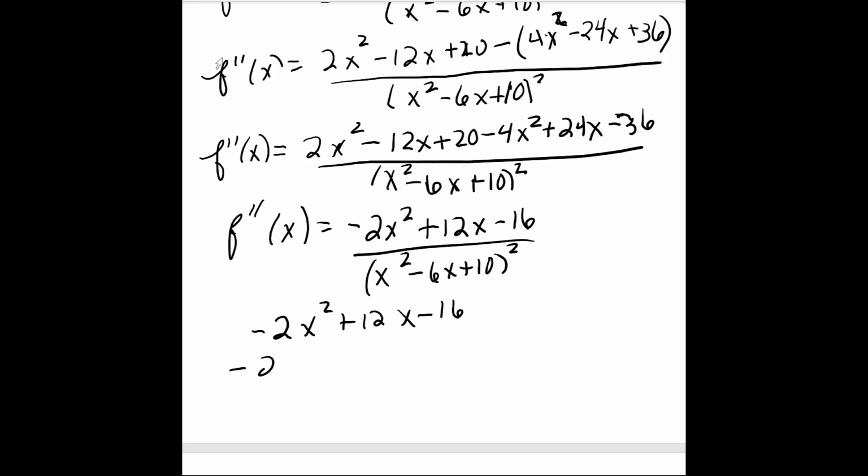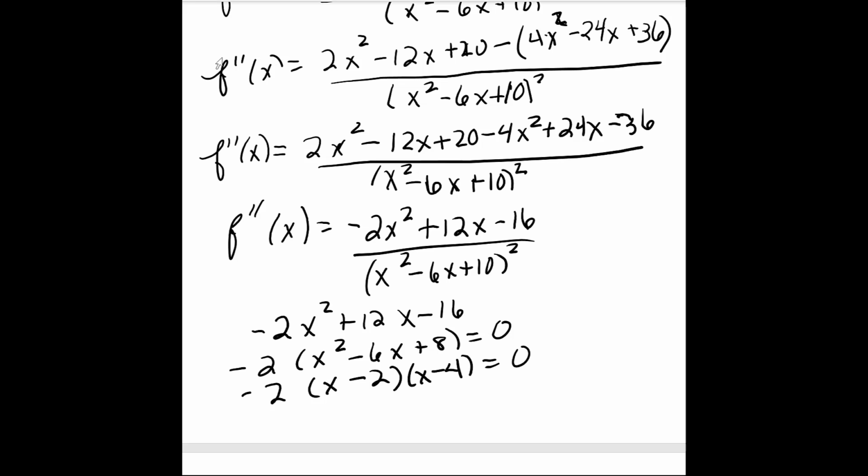I'm going to factor out a negative 2. I get x squared minus 6x plus 8. And then I'm going to factor to x minus 2 and x minus 4. So we get x equals 2, we get x equals 4. Okay. This is a natural log, and we should have some concern about whether or not the 2 and the 4 fit into the original.